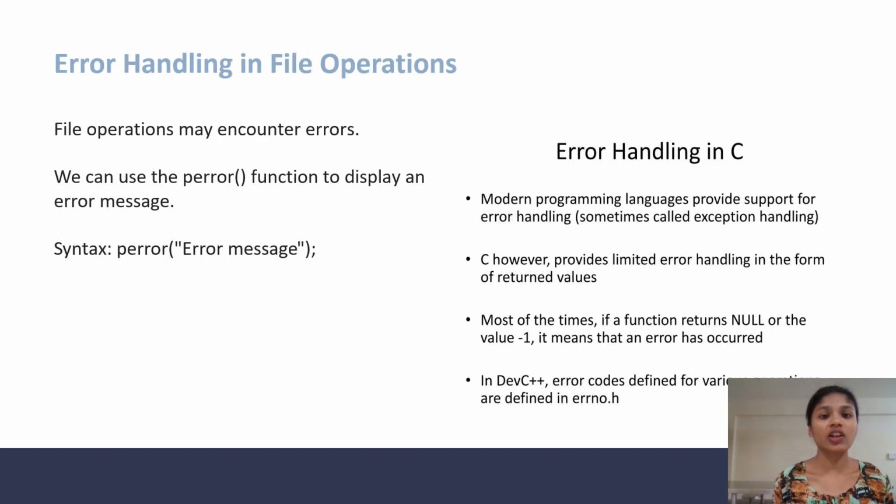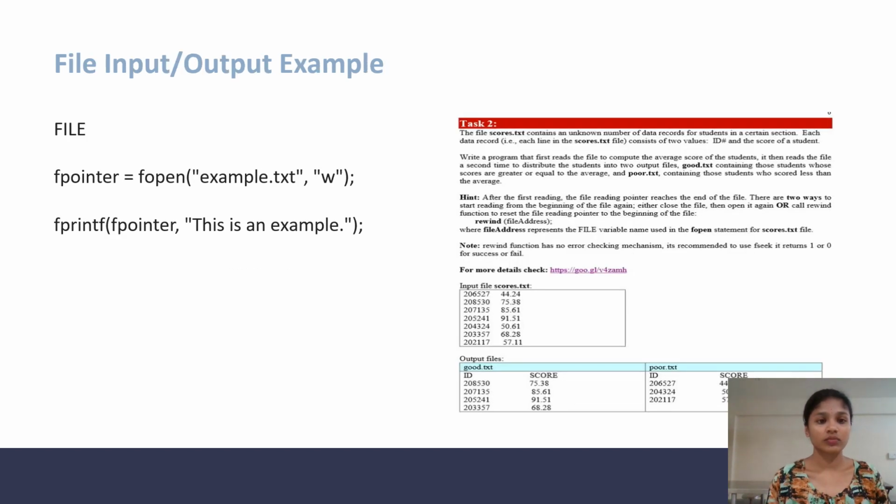Error handling in file operations. Error handling is not directly supported by the C language, but there are some other ways by which error handling can be done in C. Header files are used to print the errors using the error function. Error handling refers to the response and recovery from error conditions present in a software application. File operations may encounter errors. We can use the error function to display an error message. Syntax: error message.